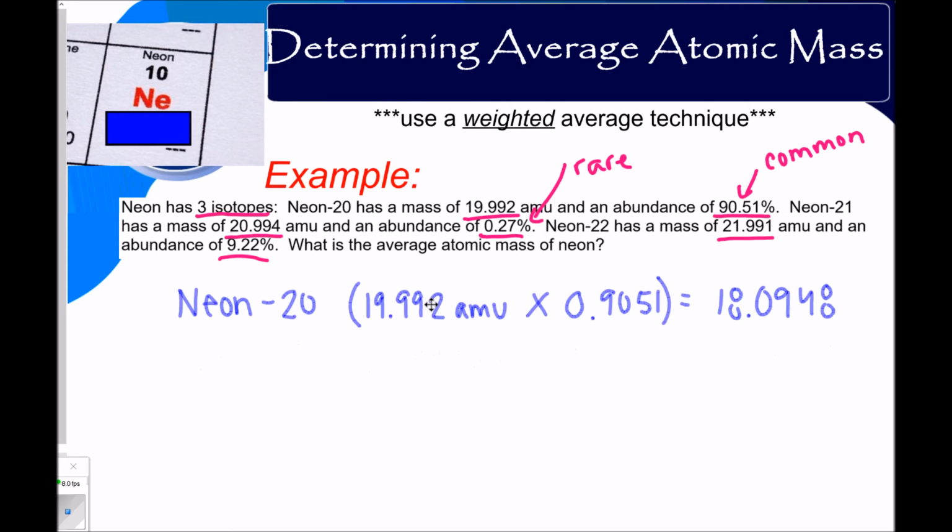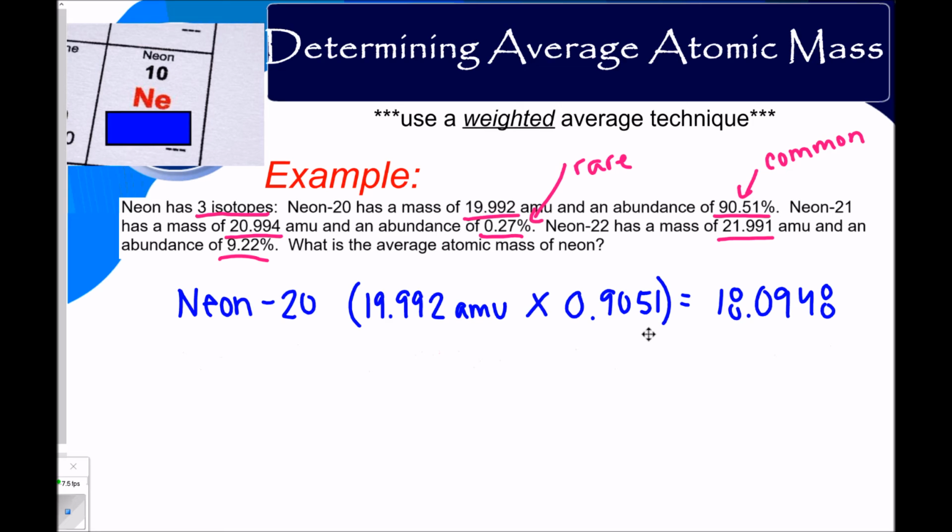So our first one is neon 20. I've got the mass times the percentage. Now you see the percentage is written in decimal form. I didn't multiply it by 90.51%. I multiplied it by 0.9051. So I took the percentage and I put it in decimal form by dividing by 100.